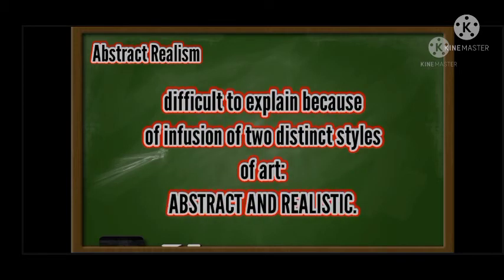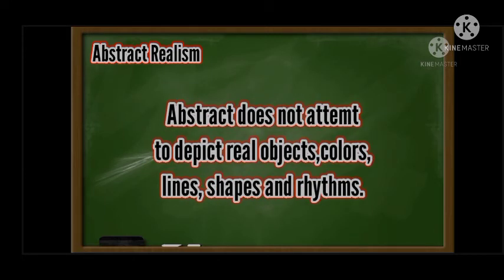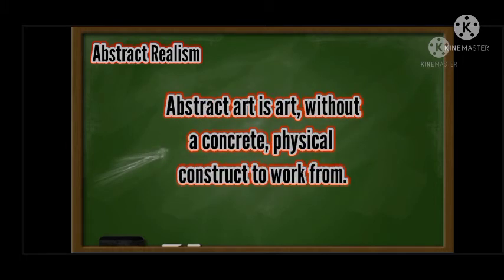Abstract realism is the last art movement that we are going to discuss here in our visual tour. So, abstract realism is difficult to explain because of the infusion of two distinct styles of art, abstract and realistic. Abstract does not attempt to depict real objects, as it is concerned only with the colors, lines, shapes, and rhythms that create the artwork. In a sense, abstract art is art without a concrete physical construct to work from.